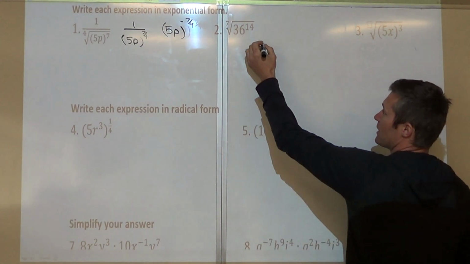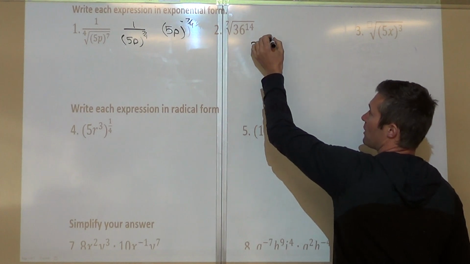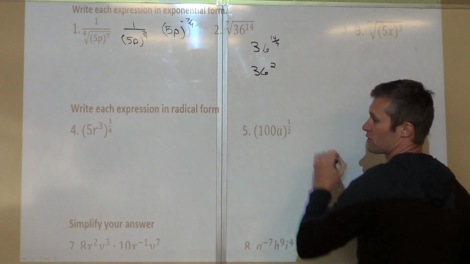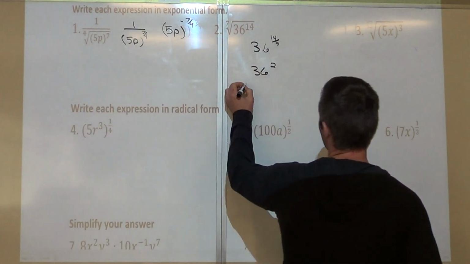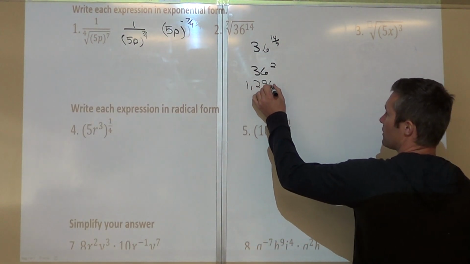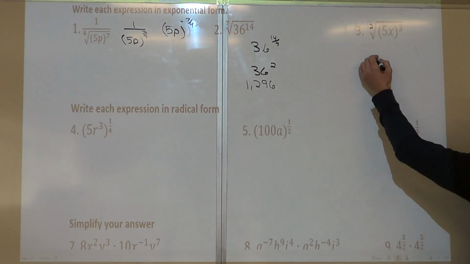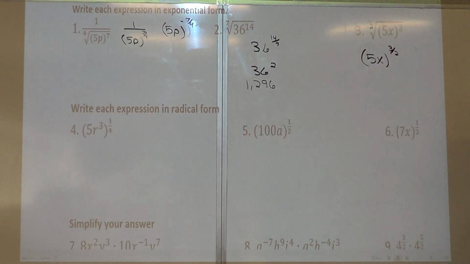Next one, 36 would be our base, power of 14 over 7. 14 divided by 7 is 2, so 36 squared, and 36 squared is, I believe, 1296, so 1296. Come here, if there is no root, then it's a root of 2. So this would just be 5x in parentheses, power of 3, root of 2. And you're done from there.